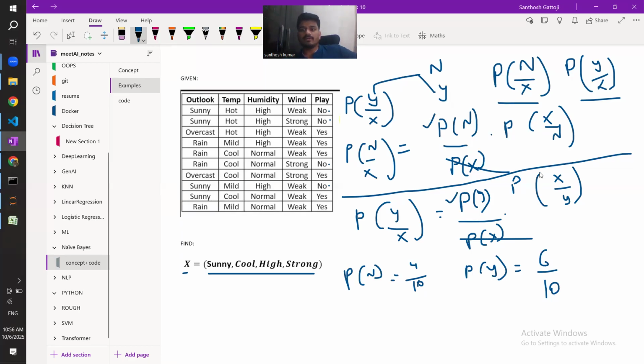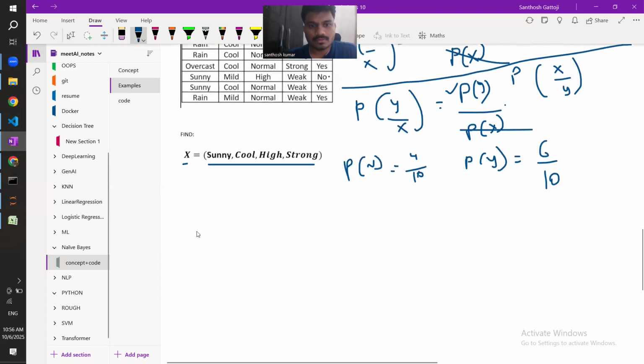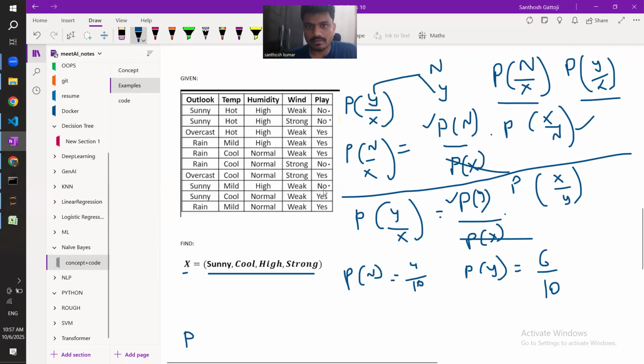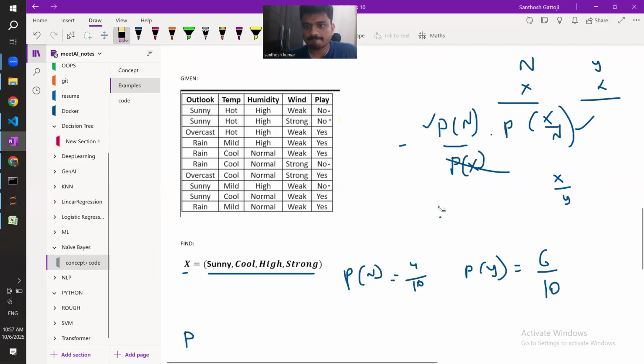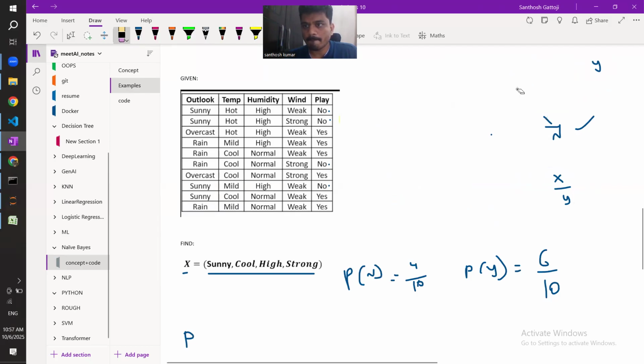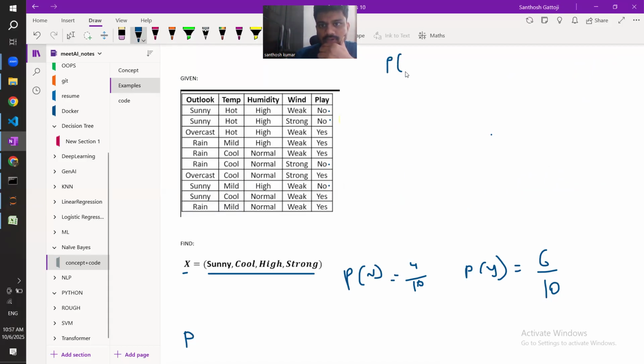So we found P of n is done, P of y is also done. Now probability of x by n and x by y. This is 4 by 10 and 6 by 10, right? So let's remember that. Over here we know probability of n, so now we need to calculate only two things: probability of x by n first, for no, and for yes we'll see later.